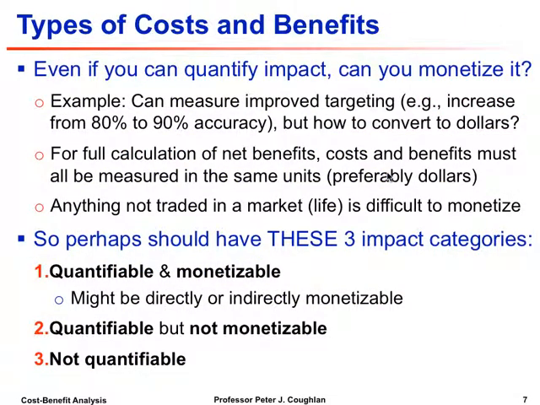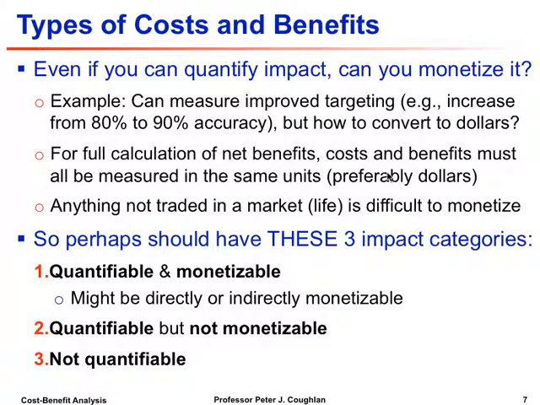And note that those two ideas, quantification and monetization, are distinct, right? Sometimes you can quantify an impact, but that doesn't necessarily mean you can monetize it, or you're not sure how to monetize it. For example, you could measure improved targeting, right? Increase accuracy from 80% to 90%. But how do you convert it to dollars? What does that mean? Is that worth $1 billion? Or is it worth $1 million? $1,000? How much is 10% improvement in accuracy worth in terms of dollars?